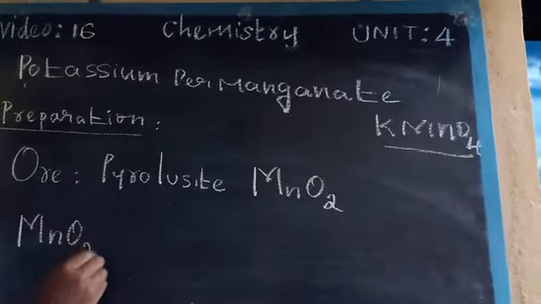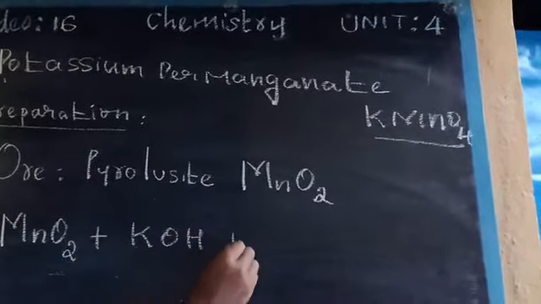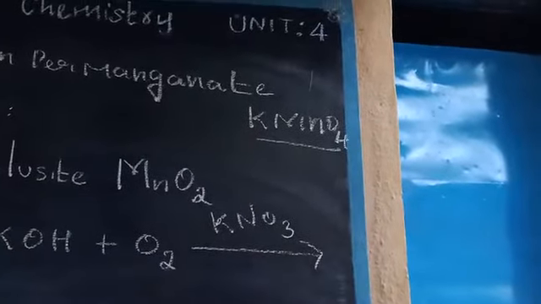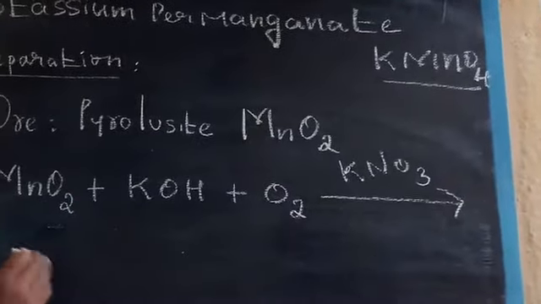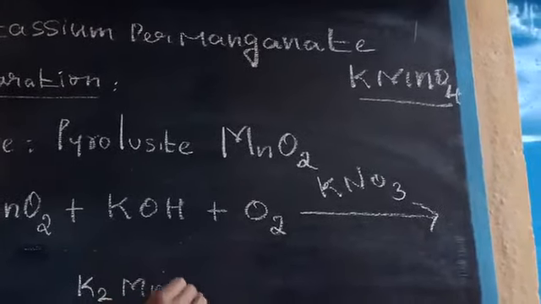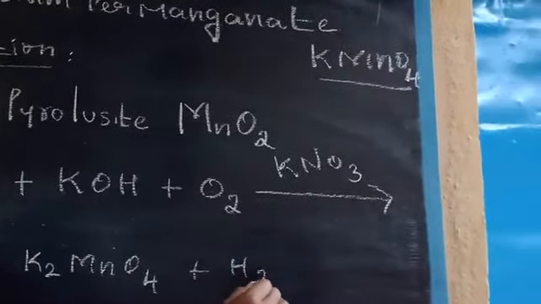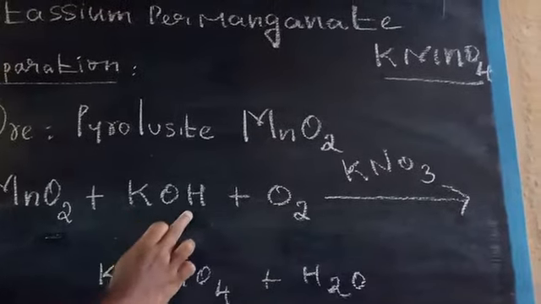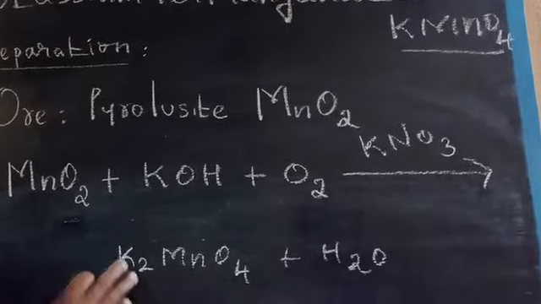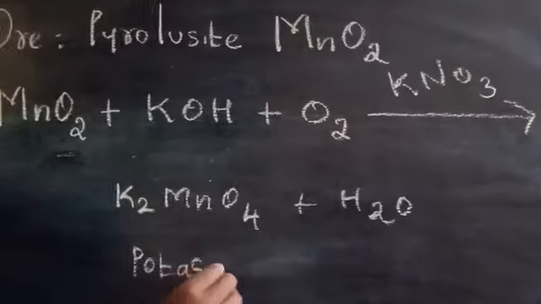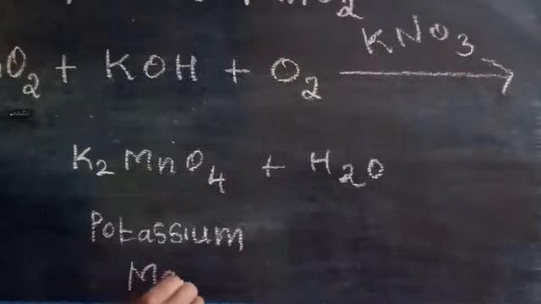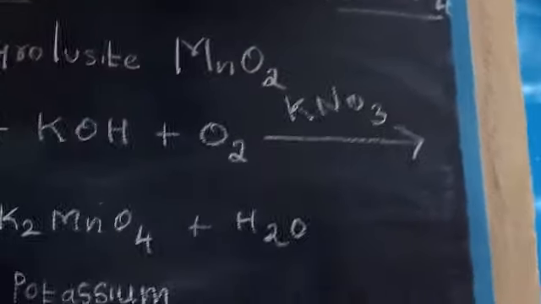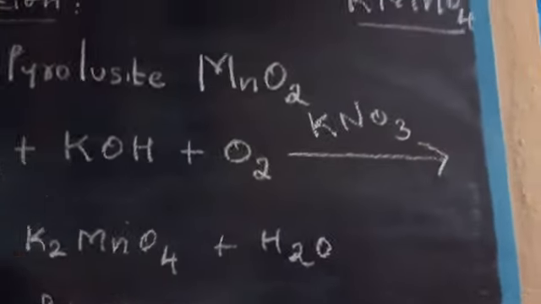MnO2, that is pyrolusite ore, reacts with potassium hydroxide in the presence of air, with a catalyst or oxidizing agent, KNO3 or KClO3, to give K2MnO4 plus H2O, water molecule. Now balance the reaction. MnO2, pyrolusite ore or manganese dioxide, potassium hydroxide, oxygen, gives K2MnO4. The compound name is potassium manganate. KMnO4 is permanganate, K2MnO4 is manganate. Okay, so now balance the equation.